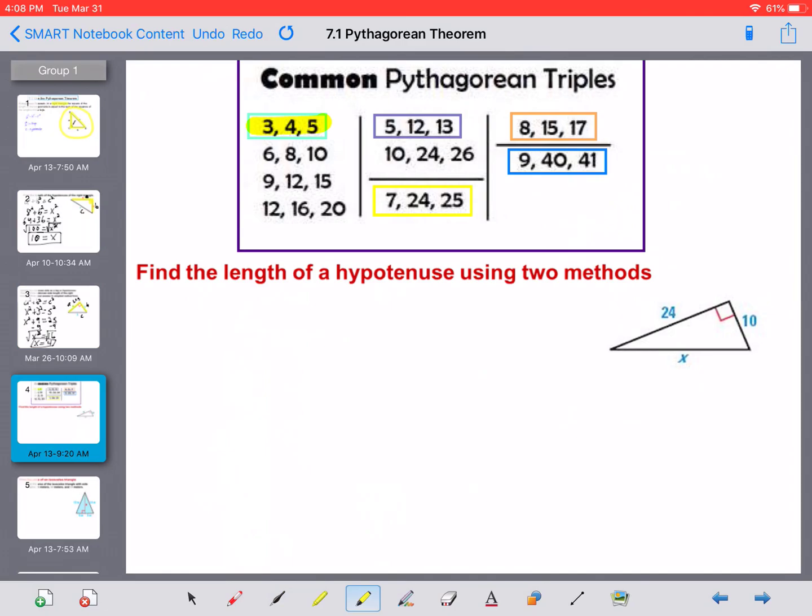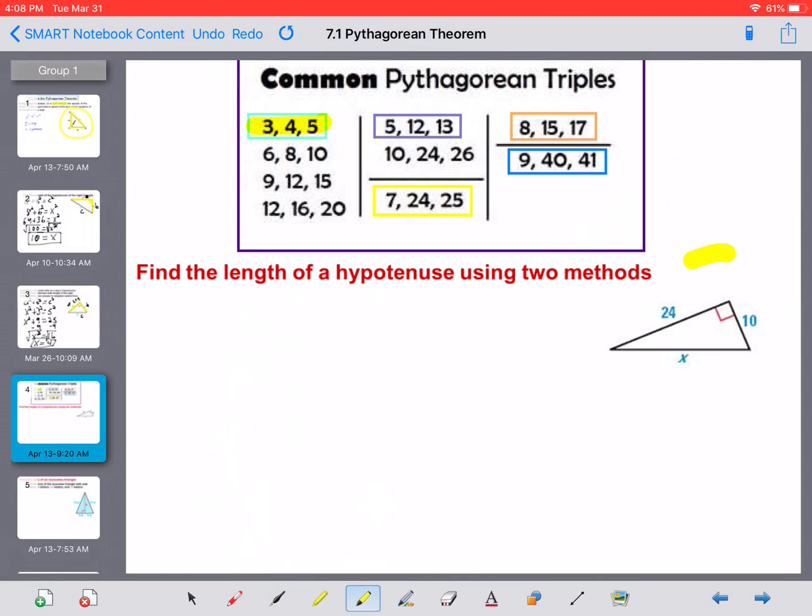The reason these are called the common triples is that these are the ones where you get easy numbers to work with. So if a leg is 3 and a leg is 4, then your hypotenuse is going to be 5, a whole number. You won't have to simplify any radicals or simplify any expressions. These are the easy ones.